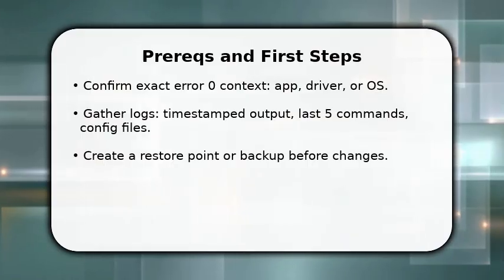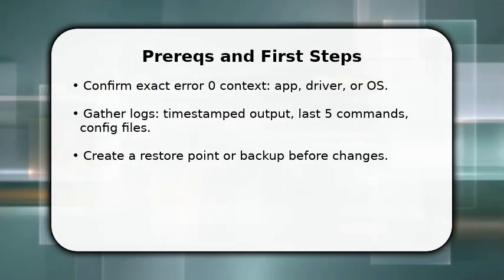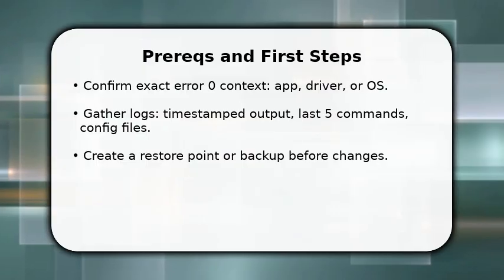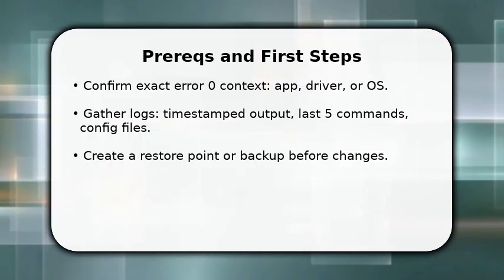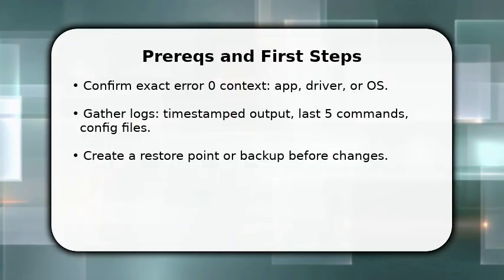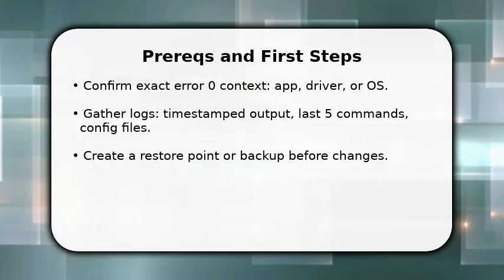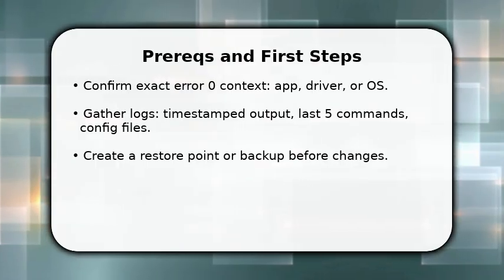You start by confirming the exact context of error 0 so you know what to fix. Is it an installer, a driver, or a script? Next, collect logs and the last 5 commands you ran, plus related config files, because these traces show the failure pattern. Once done, make a full backup or restore point to protect your system. This lets you revert if a change makes things worse.